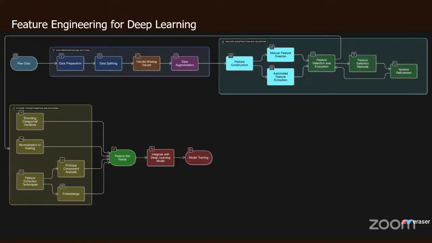Then at the end, we have embeddings. These are powerful in deep learning models: word embeddings like word2vec, GloVe, sentence embeddings, image embeddings. These play an important role here, taking the data into dense, semantic vectors.